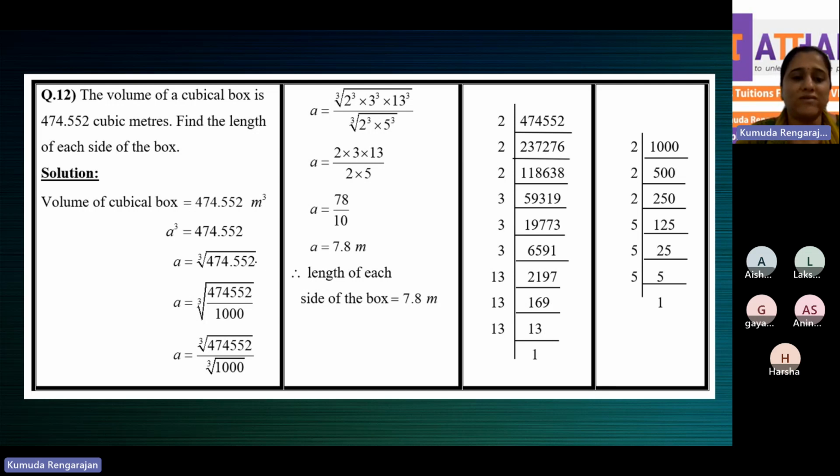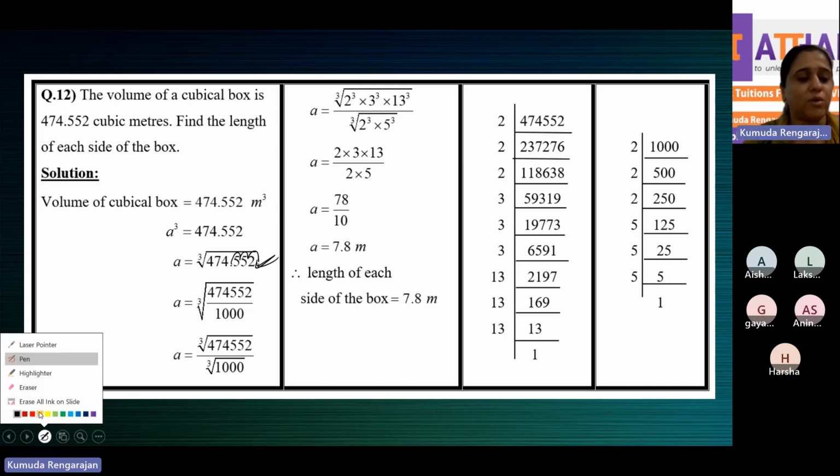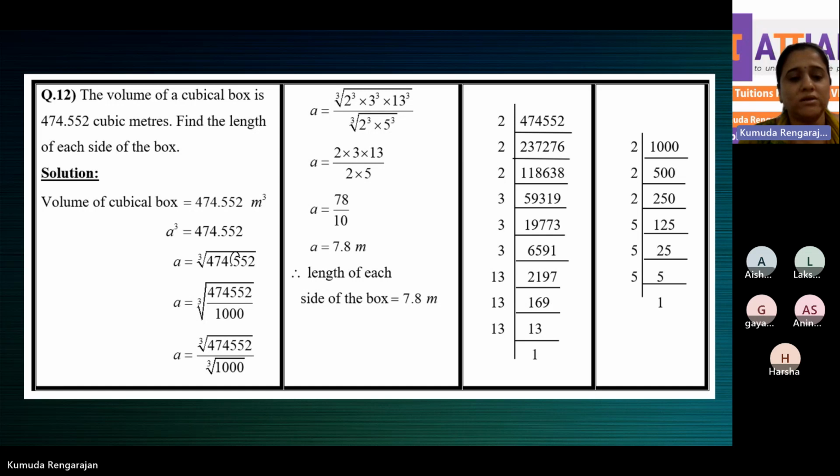474.552. Now, when you have a decimal number, convert that to a fraction. So that will be 474.552 divided by 1 followed by 3 zeros, because we'll have to shift the decimal point by 3 places. To eliminate the decimal point, we'll have to move it to the right by 3 places.